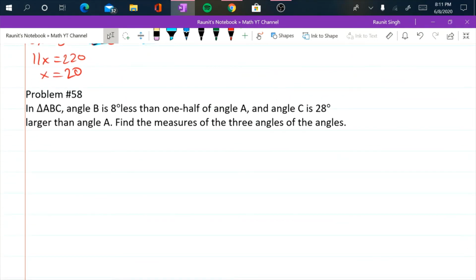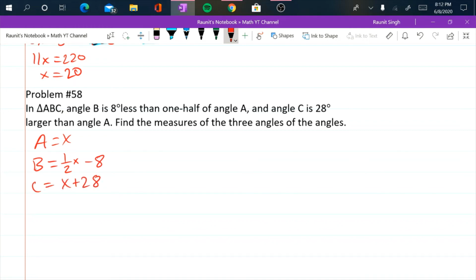In triangle ABC, angle B is 8 degrees less than 1/2 of angle A, and C is 28 degrees larger than A. So let's just name these angles. A is going to be equal to X. B is going to be 1/2 X minus 8. And then C is going to be X plus 28.